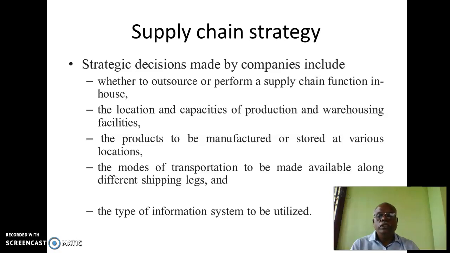The next decision is the location and capacities of production and warehousing facilities. When we talk about production, all the products need not be manufactured in the same place. The reason is, one thing is the demand factor. If the demand for a particular product is very high, and the availability of raw materials, and what is the demand in different locations. Based on that, the product may be produced in different places, different locations.